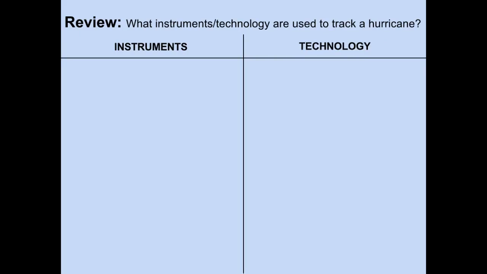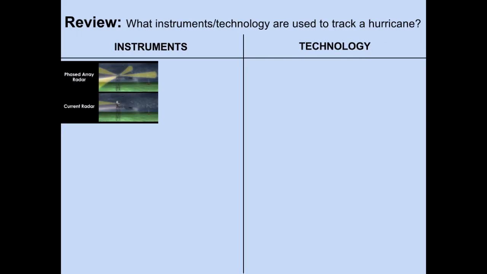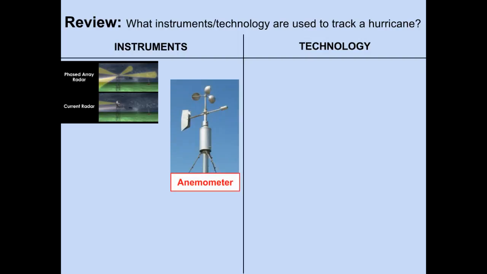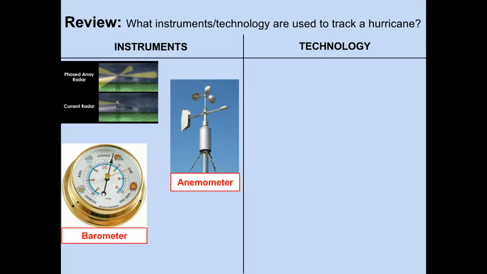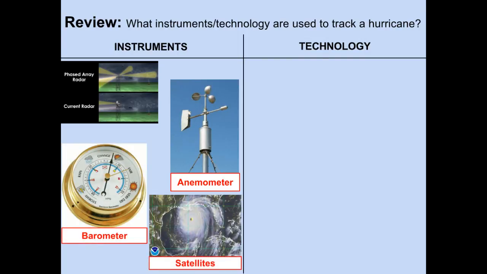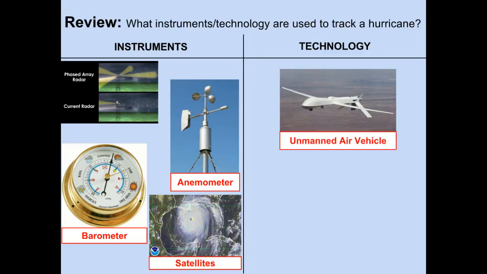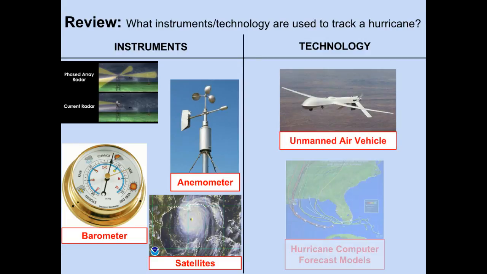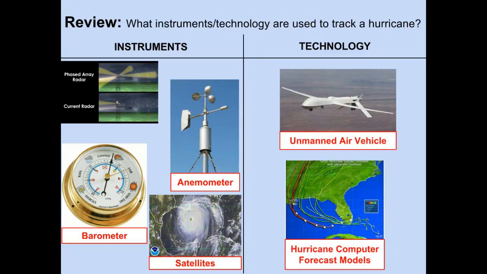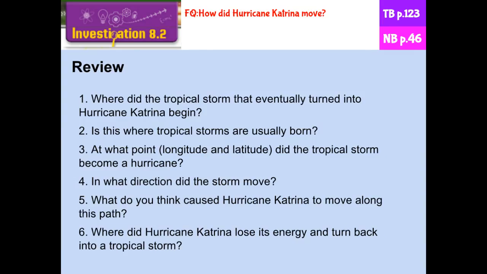Different instruments and technologies. Some different instruments you would use are the radars and the phased radars that we've talked about. An anemometer for wind speed. You would use a barometer for the pressure and satellite images. And then different technologies, the unmanned air vehicles and the hurricane computer forecast models. Those are all different things that you would use to track a hurricane.